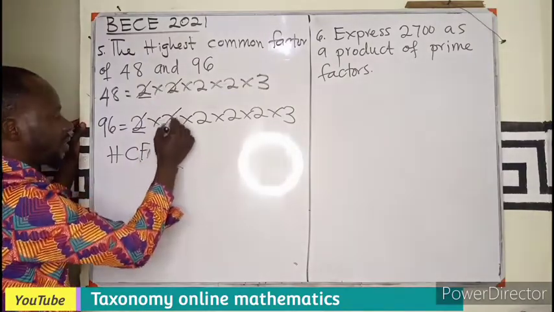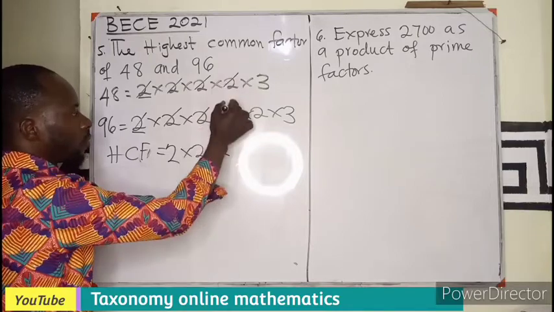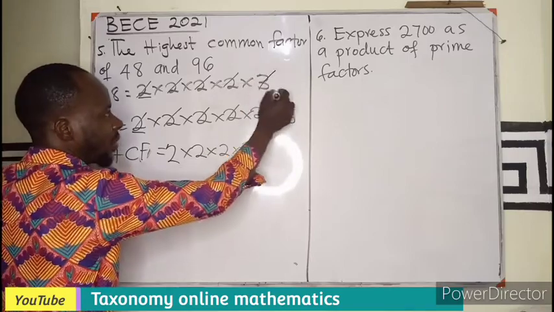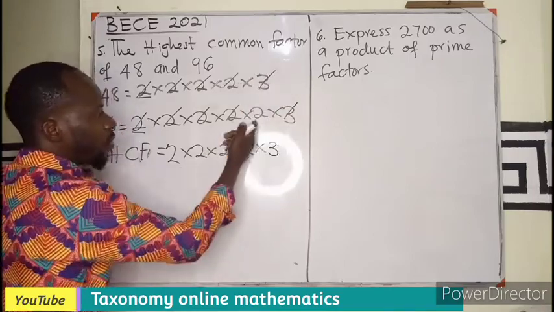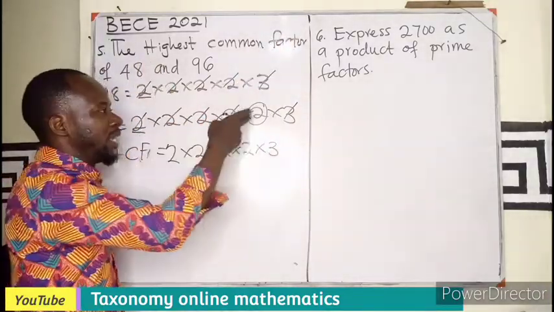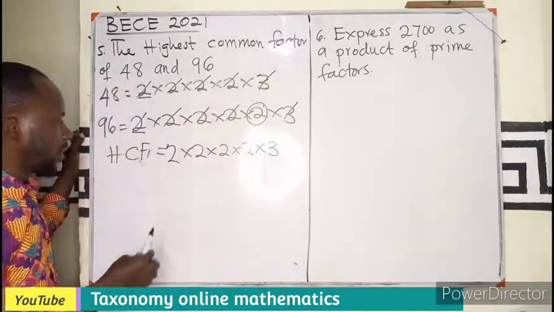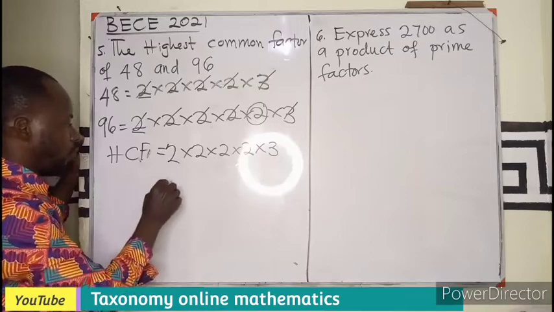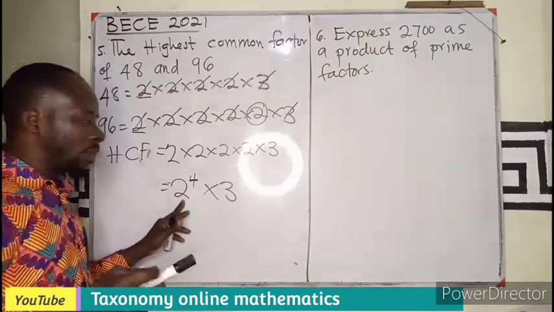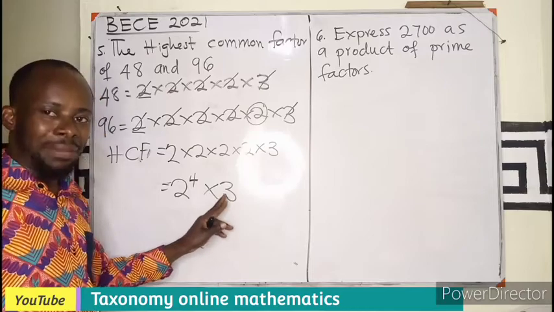If I cancel this times 2, if I want to cancel this, I have to cancel the 3 behind. Don't forget, this 2 is not having a counterpart, so I leave that one behind. It is only going to be common if you have a counterpart in the other number. So right from here, 1, 2, 3, 4. So it will be 4. And 2 exponent 4 will give us what? 16.